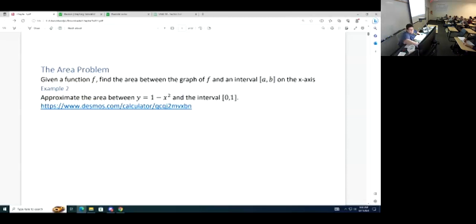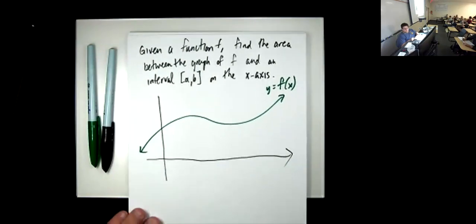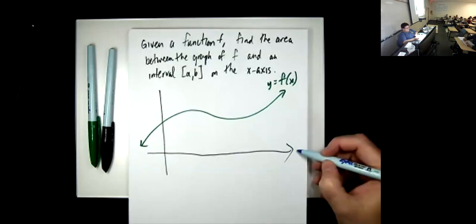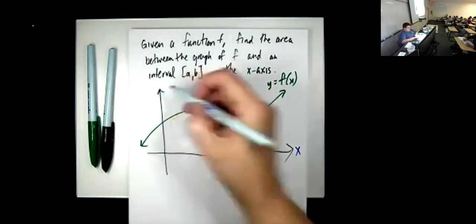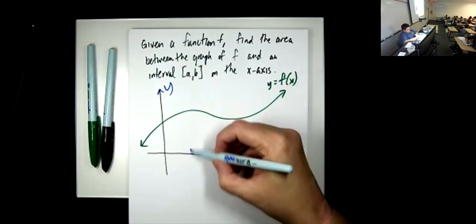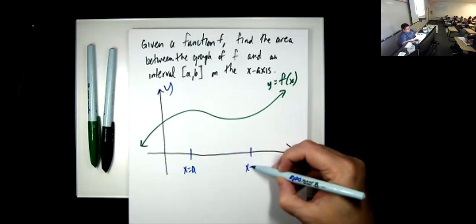So I wrote down the question over here and I drew a picture real quick. Well, I wrote down part of the question. We'll do the approximating in Desmos because it's a pain to do by hand, it just takes too long. So this is my x-axis, obviously, and my y-axis. And this is my y equals f of x. I've got some point here where x equals a, and another point here where x equals b.